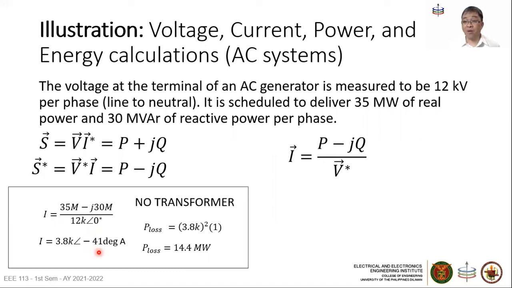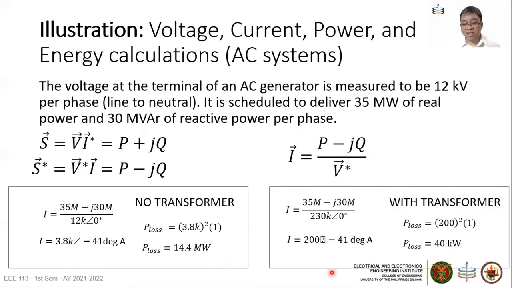We're also asked to calculate the losses. With this current here, losses through the line is equal to I squared times the resistance. So that's 3.8 kiloamperes squared times 1. That's 14.4 megawatts, which is quite significant. So we have 35 megawatts of power, but the losses turn out to be 14.4 megawatts. That's a lot of losses.